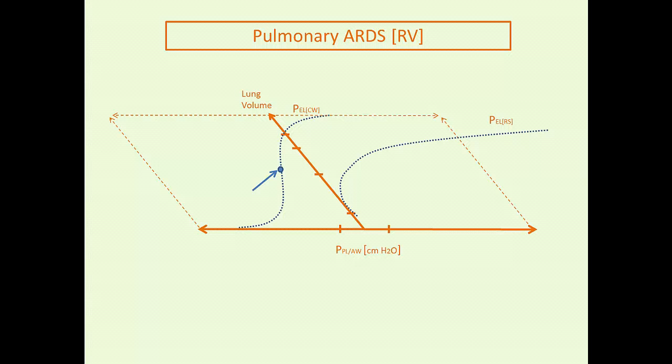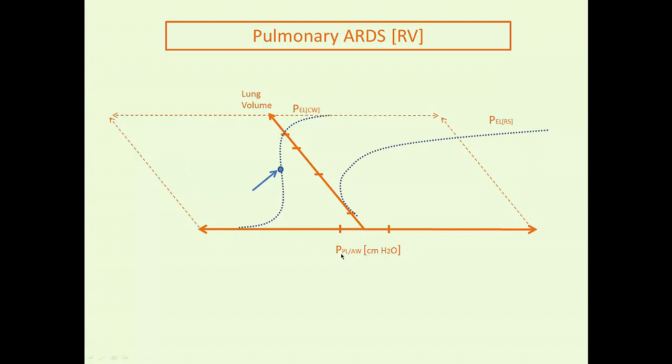Okay, so this is pulmonary ARDS and the right ventricle during mechanical ventilation. Remember, pulmonary ARDS, I've not depicted it here, but it's a diminished lung or pulmonary compliance curve. The chest wall compliance curve has remained unchanged, and then the respiratory system compliance curve is shifted down and to the right as a result of the not depicted diminished pulmonary compliance.